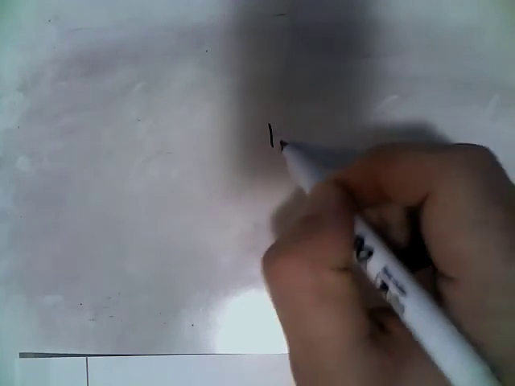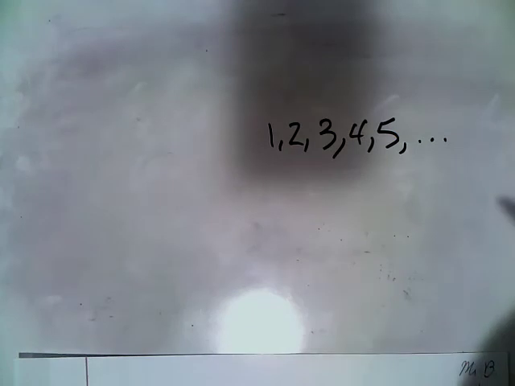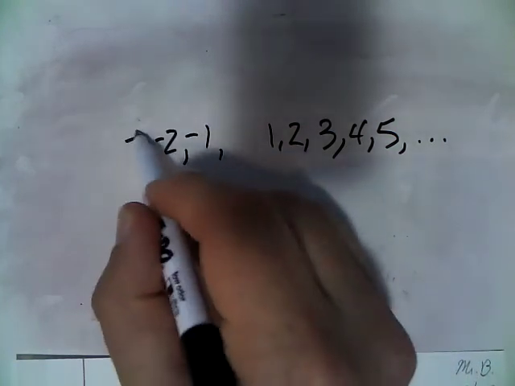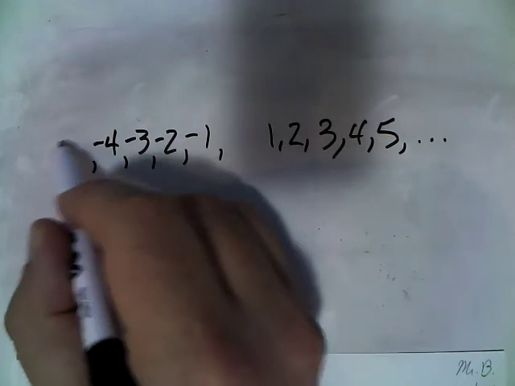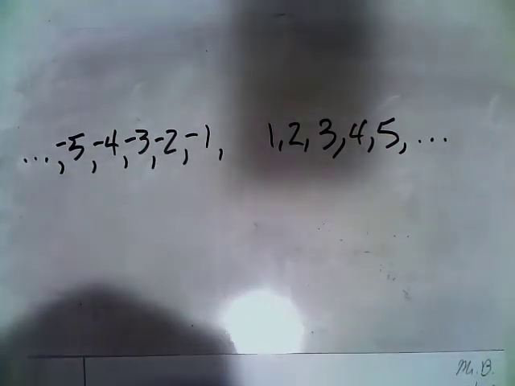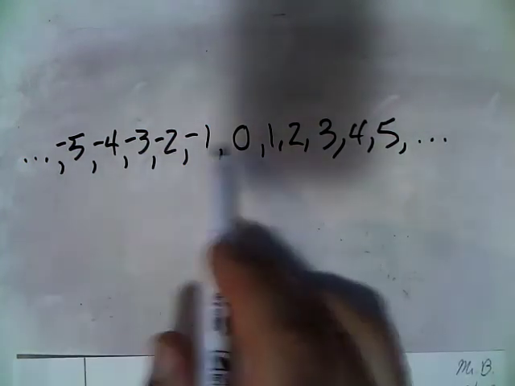So just a quick reminder on integers. Integers include all counting numbers or natural numbers. So 1, 2, 3, 4, 5, and on and on and on. Integers also include the opposites of all these numbers. So -1, -2, -3, -4, -5, and on and on and on. But then integers also include a third category, 0. So all the natural numbers, their opposites, and 0.